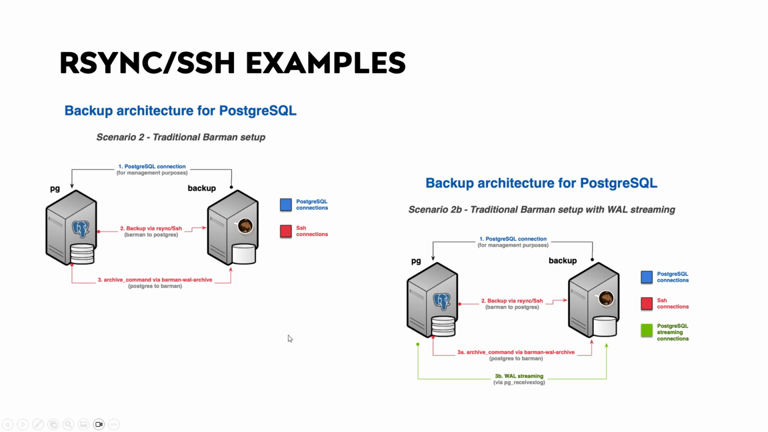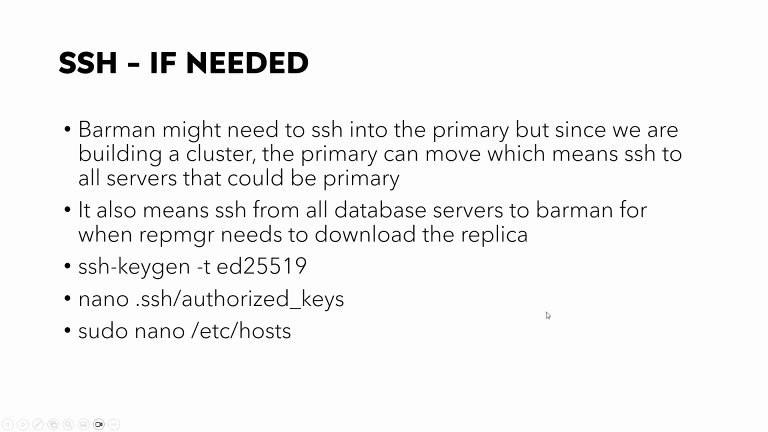If you're using archiving, you have to set up SSH because that's how it works. In the case of backup, Barman needs to be able to connect to Postgres. So that's Barman talking to Postgres. But in the case of the archive, Postgres needs to talk to Barman. I don't really want to spend ages talking about SSH. I'm sure you all know how it works, with ssh-keygen and all the rest of it.